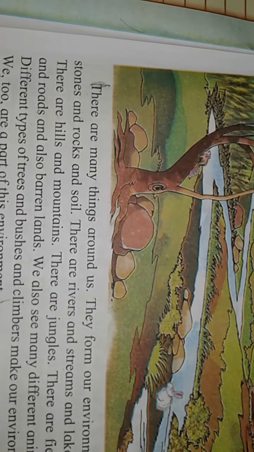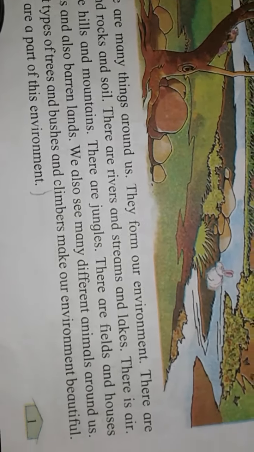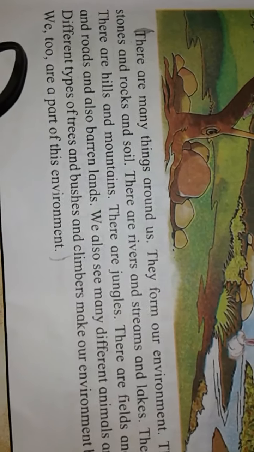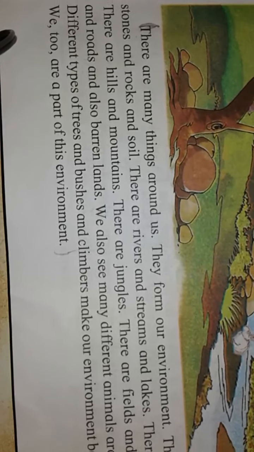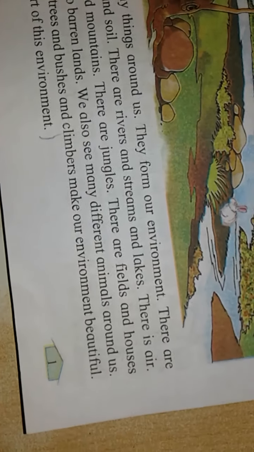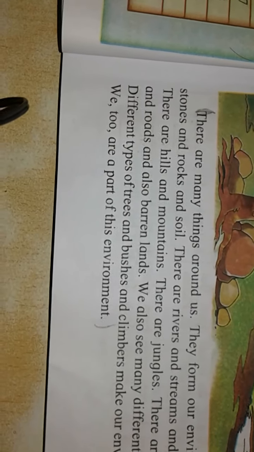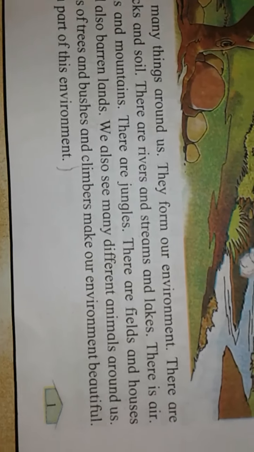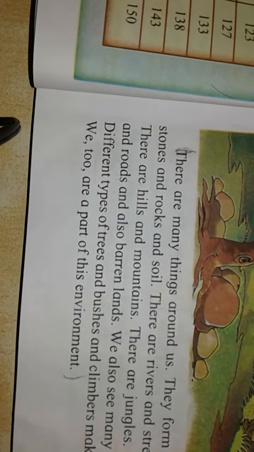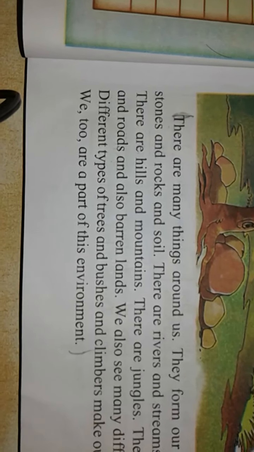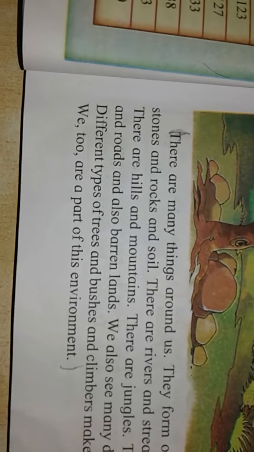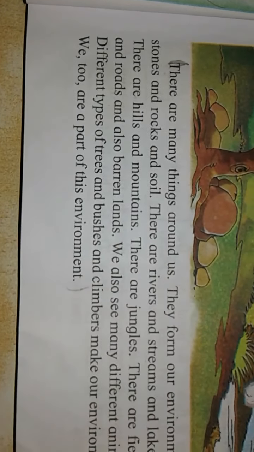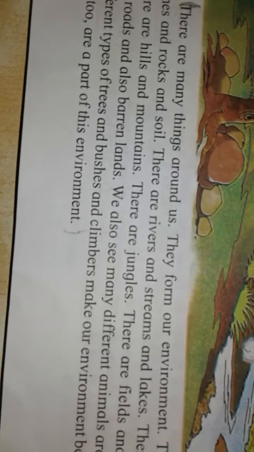Now see this. There are many things around us. They form our environment. There are stones, rocks, and soil. There are rivers and streams and lakes. There is air. There are hills, mountains. There are jungles. There are fields and houses and roads and also barren land. Barren land means where nothing is grown. Not fertile. Only stones and soil you can see, no trees.